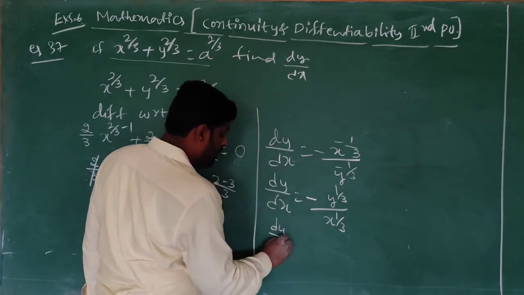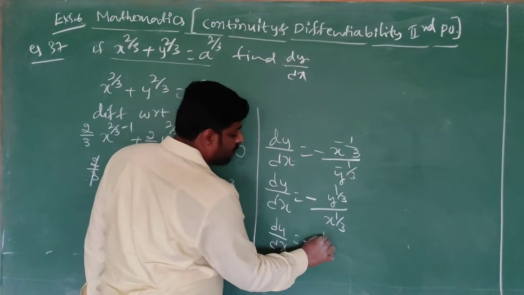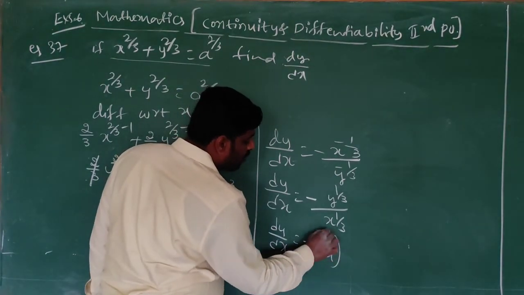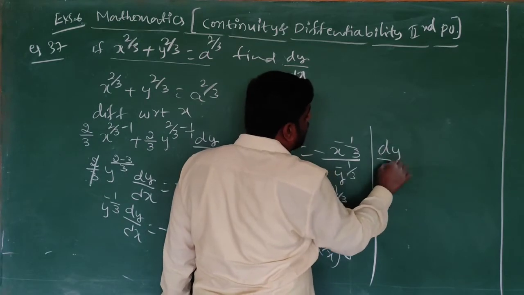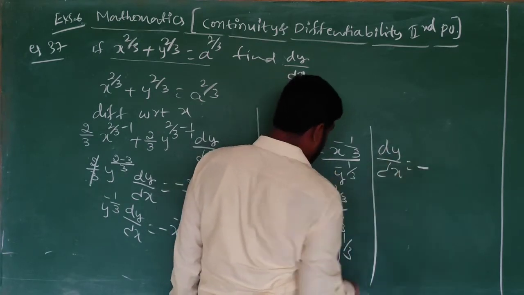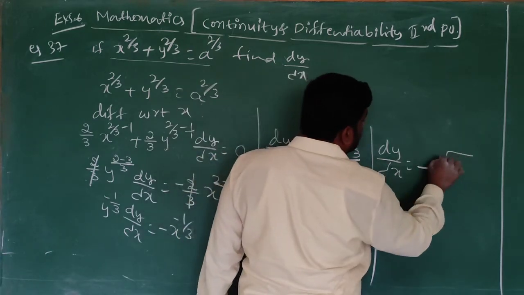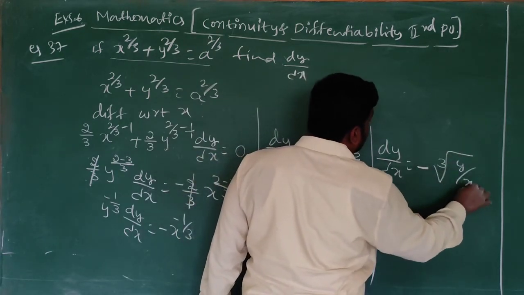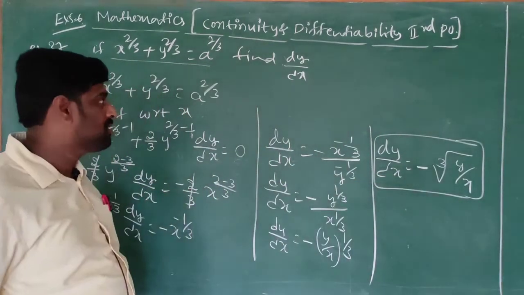So dy by dx is equal to minus (y by x) whole to the power of 1 by 3. This is nothing but the cube root of y by x. This is your answer. Sometimes they will ask like this also.